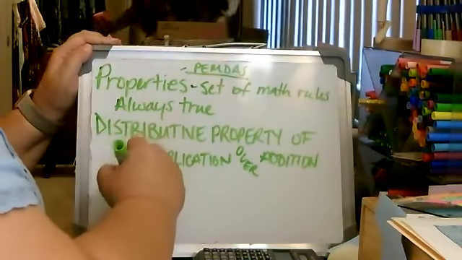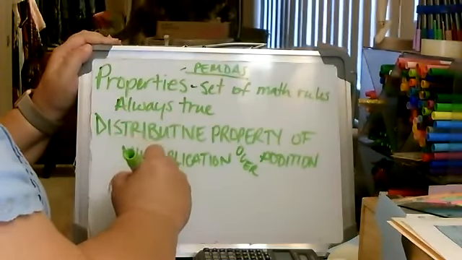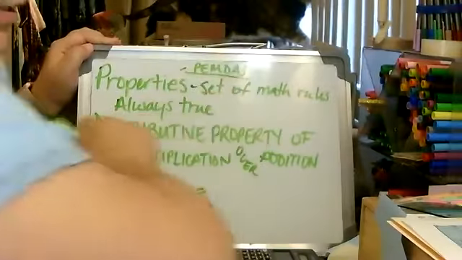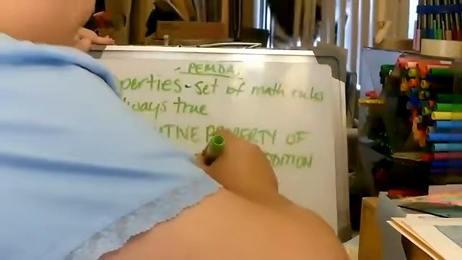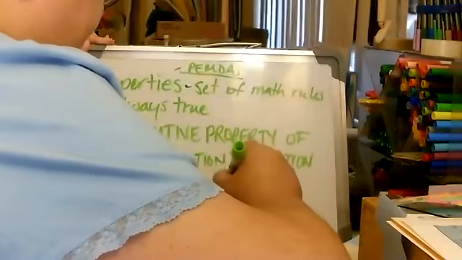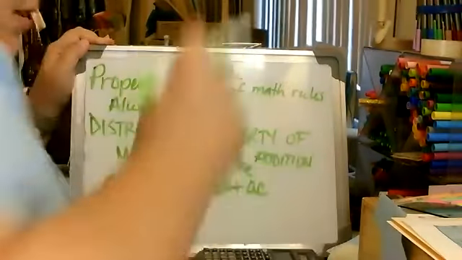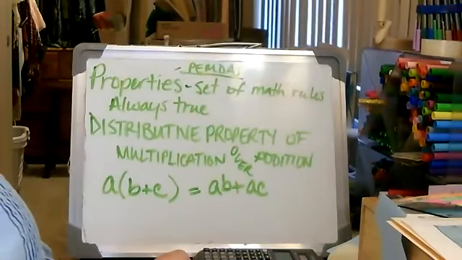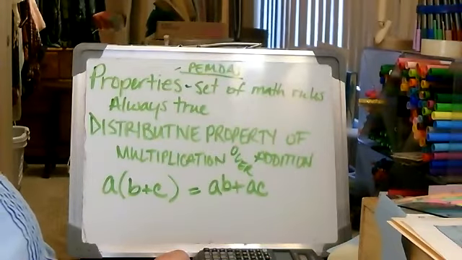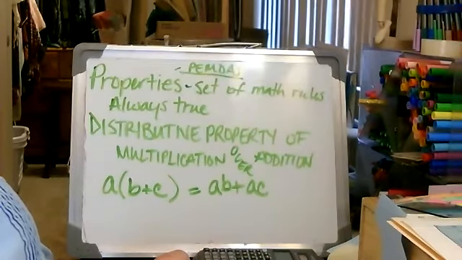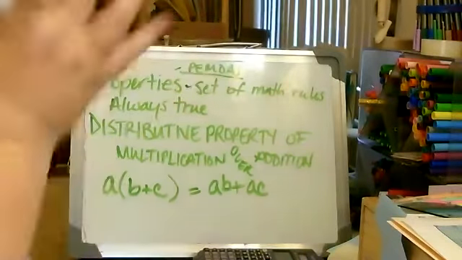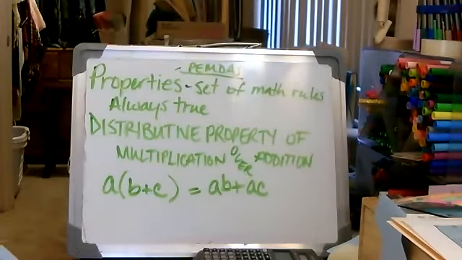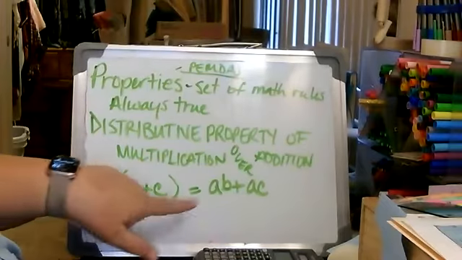A parentheses B plus C is the same as, and this is where it gets tricky, AB plus AC. It says that adding two numbers inside parentheses and multiplying that sum by a number outside the parentheses is equal to first multiplying the number outside the parentheses by each of the numbers inside the parentheses and then adding the two products together. That's gobbledygook. But basically what it's saying is that this right here is the same as this right here.